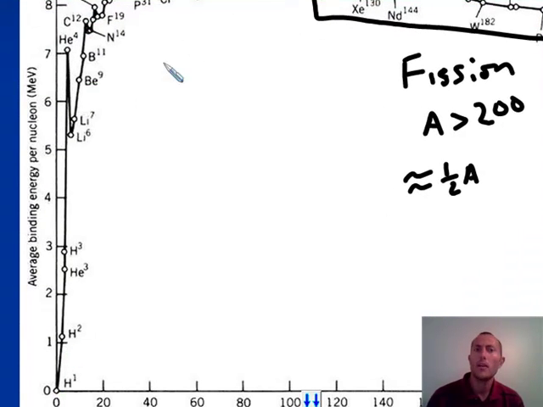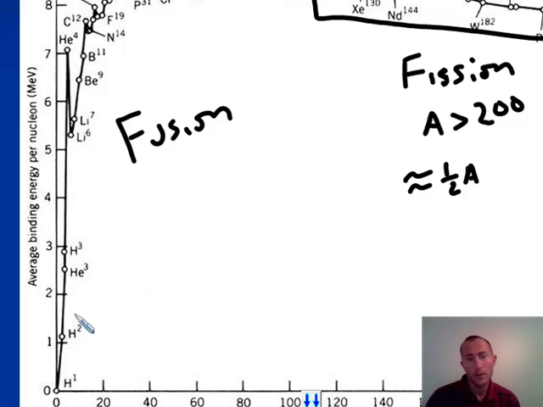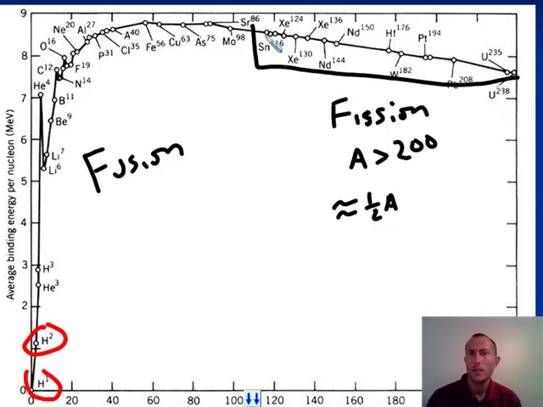Over here on the left-hand side, this is where our fusion occurs, over here with our smaller elements. And so we're going from things like H1 and H2 up to helium and lithium. Now, if you think about the slope of this line here and the slope of this line here, and you start looking at how steeply this goes up, it should give you some explanation as to why fusion reactions give off so much more energy. And it's because the energy per nucleon changes so much more drastically.